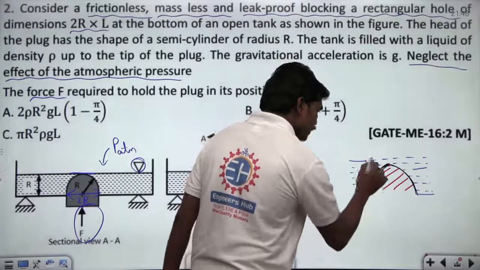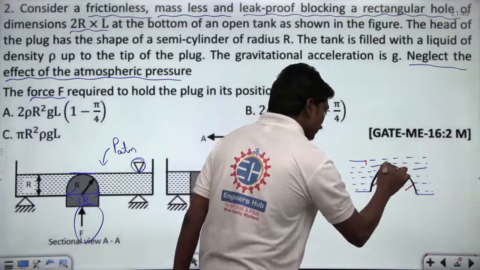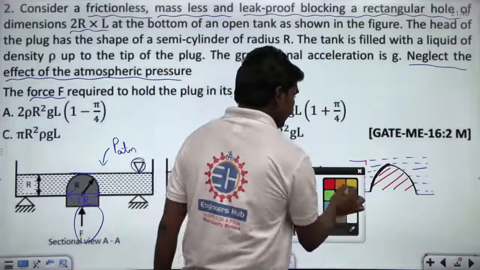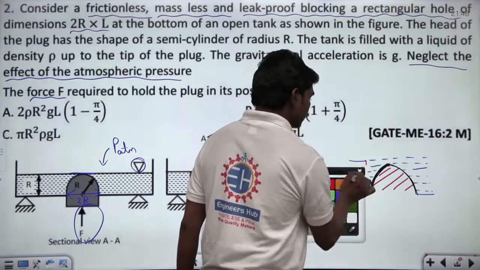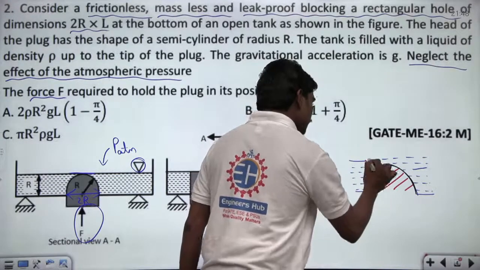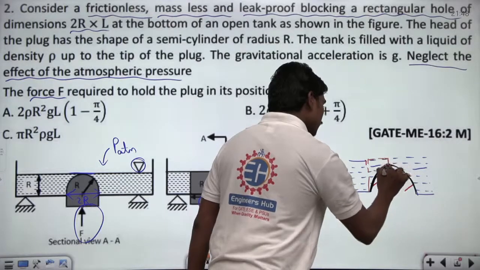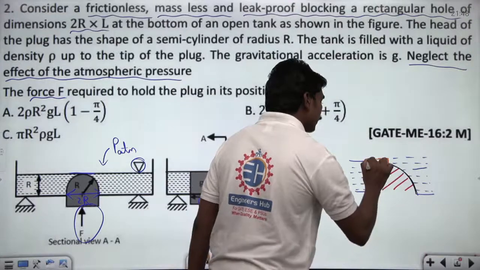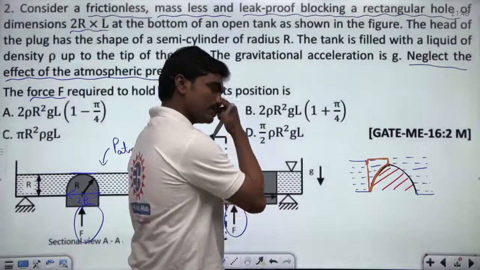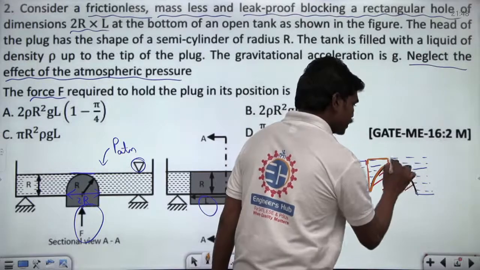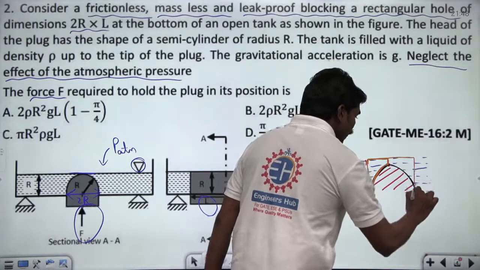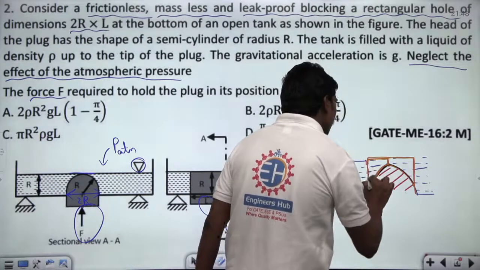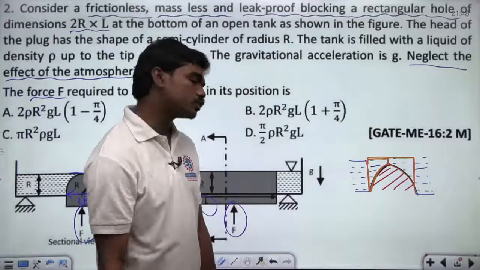then the force exerted by this fluid on the left portion of the plug, basically this portion which I am trying to draw here, is equal to the weight of this fluid column. The total vertical force on this plug is equal to the weight of this fluid column. Similarly, for the right hand side, the total downward force on this plug is equal to the weight of this fluid column. So totally this fluid column weight is supported by this plug. This is what I told you.